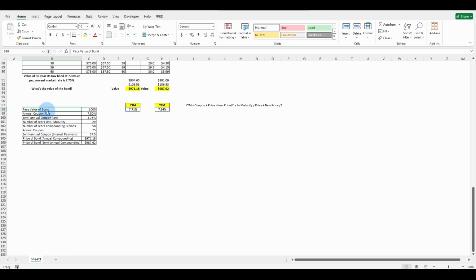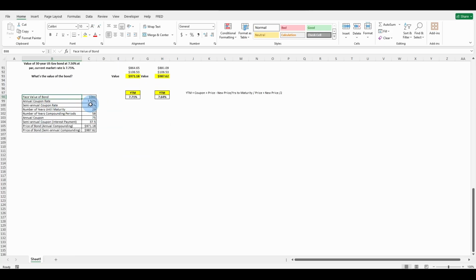Here are the statistics. We have a face value of $1,000. We have an annual coupon of 7.5%. Semi-annual 37.50. All we're doing is taking that divided by 2. 29 years left to this deal. Number of compounding periods 58. Annual coupon is 75, and divide that by 2 for the semi-annual. This is going to be just the number here, here, and here. Anyway, we're going to plug and chug.